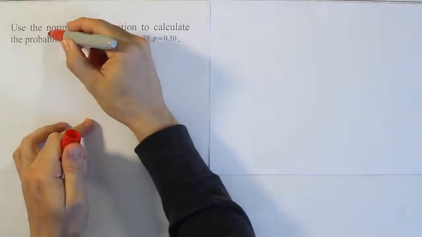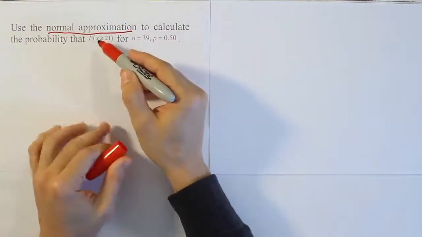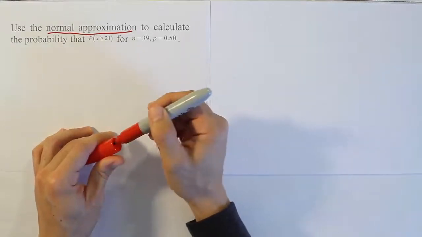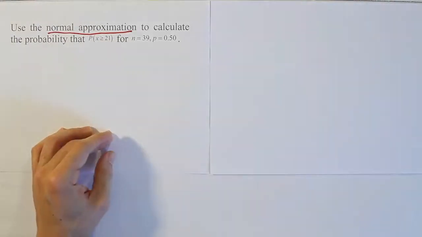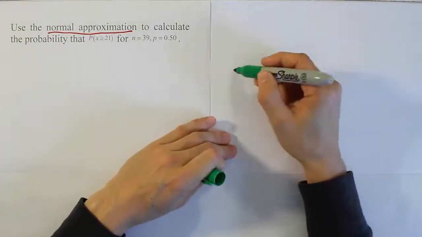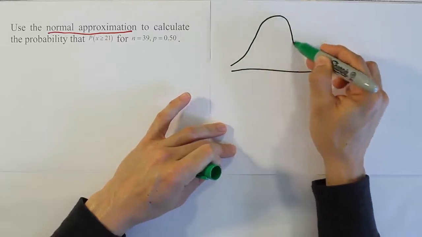Use the normal approximation to calculate the probability that x is greater than or equal to 21 for n equals 39 and p equals 0.5. When working with a normal approximation, of course, you should draw the bell curve, right? And then as we saw in the last video, you want to calculate the mean and the standard deviation using the formulas for binomial probability.